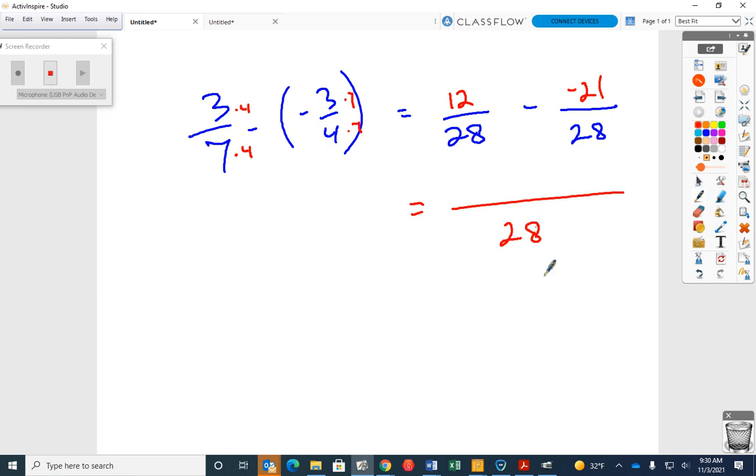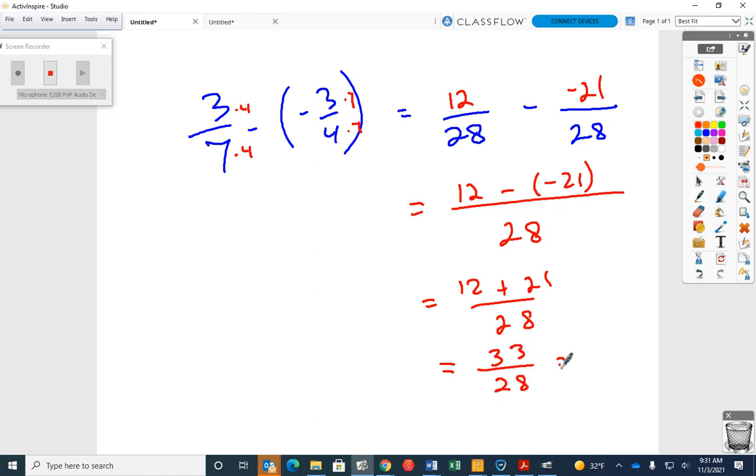Is this kind of where we were on the last problems we did? All right. So this is 12 minus -21 all over 28. Well, is 12 minus -21 normal subtraction? No, so what do I have to do? Copy, add, opposite. So copy means 12 stays the same. Subtraction becomes addition. What's the opposite of -21? Positive 21. Elliot, what is 12 plus 21? 33? Yeah, 33. You were close.